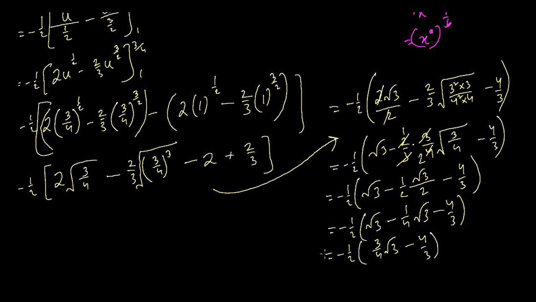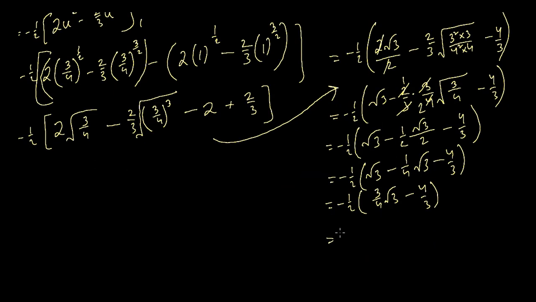Now if we multiply this by minus half, that would be minus half into this is minus 1 by 2 into 3 by 4 square root of 3 minus minus plus 1 by 2 into 4 by 3. So this would be minus 3 by 8 square root of 3 plus, this 2 and this 2 cancel, this would be 2 by 3.